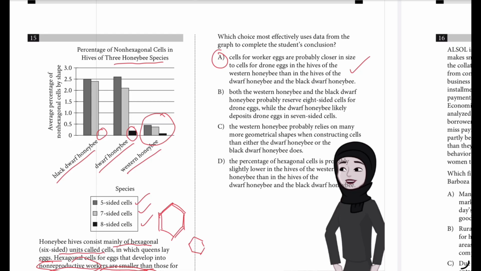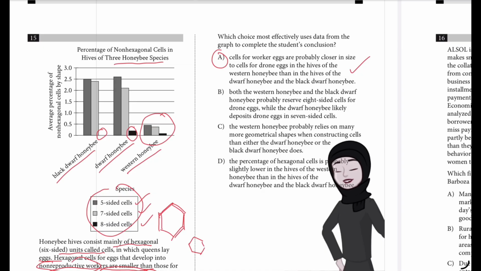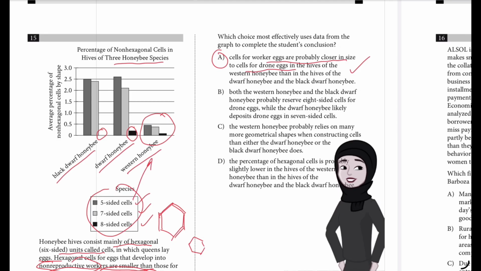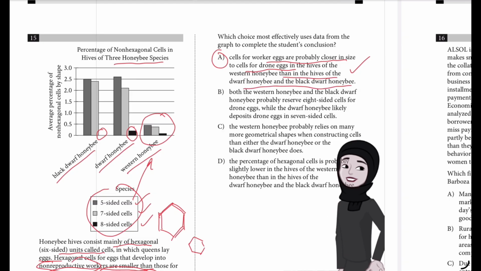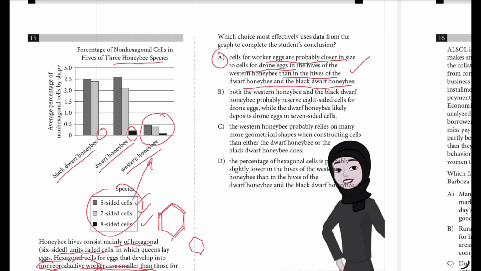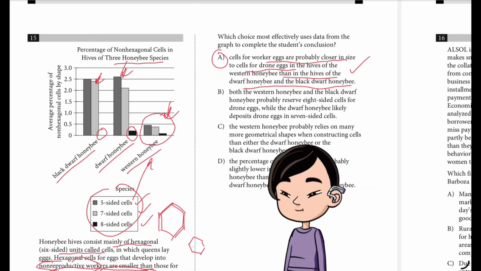So, western honeybees have very little of the other shapes apart from the hexagonal, the 5-sided, 7-sided, and 8-sided, a very small percentage. That is because the worker eggs are probably very close in size to the drone eggs. That's why they don't need the other-sided cells much at all. They need very few, compared to the hives of the dwarf honeybee and the black dwarf honeybee. So for these two others, maybe there's a lot of difference between the worker egg and drone egg sizes, but for the western honeybee, it's not much of a difference.